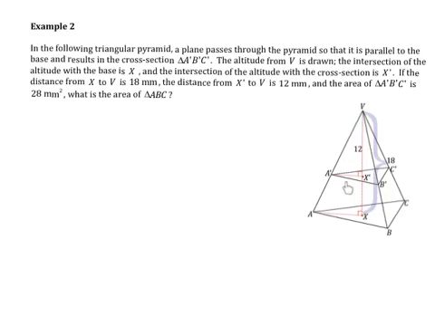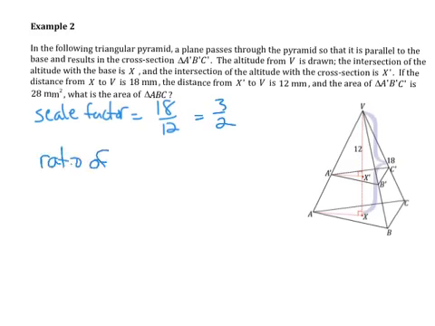Now, this time I have the area of A prime, B prime, C prime, and I want the area of the larger triangle. So the scale factor I'm going to use, if I'm going to multiply it by the small area, is going to be 18 over 12. And again, I'm writing it this way because I want the area of the larger triangle. So 18 over 12 reduces to 3/2. That means the ratio of the areas is going to be the square of that. The ratio of the areas is going to be 3 over 2 squared, which is 9 over 4. That's big area over little area.